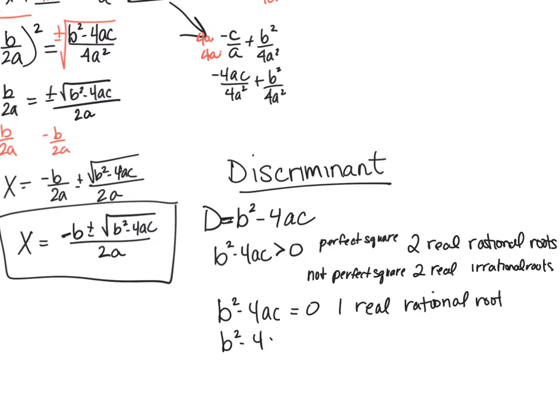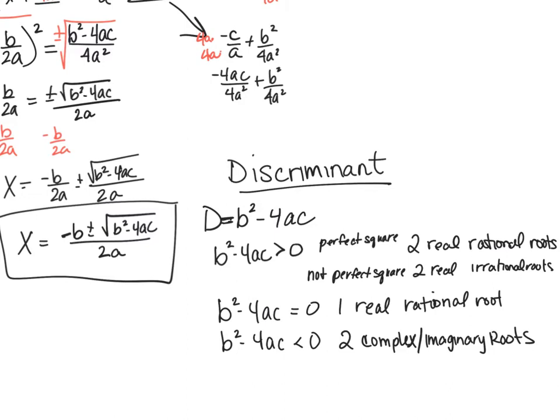And if b squared minus 4ac is less than 0, we end up with two complex or imaginary roots. Okay, so the discriminant helps us determine what kind of roots there are. And when there's complex imaginary roots, that means it doesn't cross the x-axis. When there's one real root, it means it crosses at one point, one place. The vertex is on the x-axis. And when there's two real rational, it crosses at whole numbers or like perfect fractions, and irrational is like decimals that don't repeat.